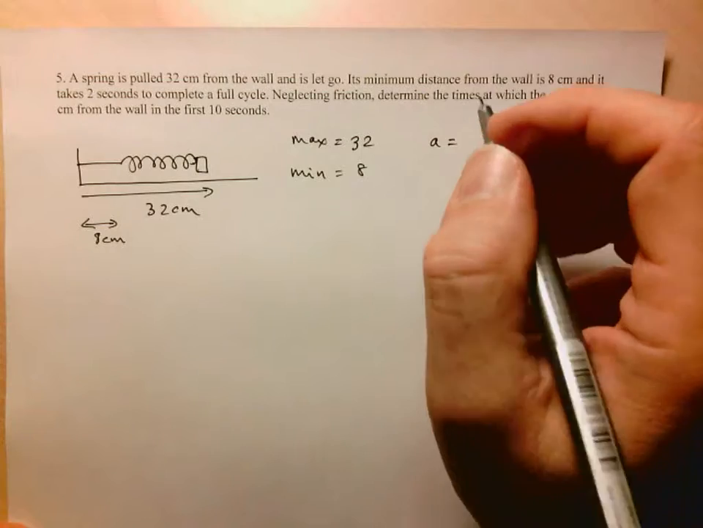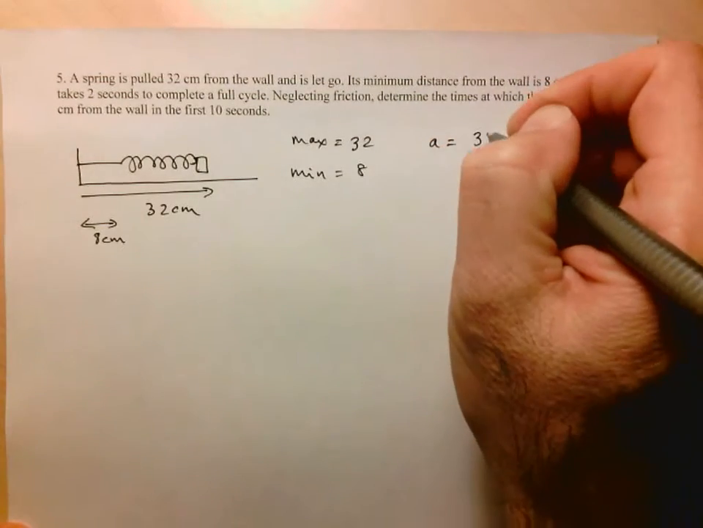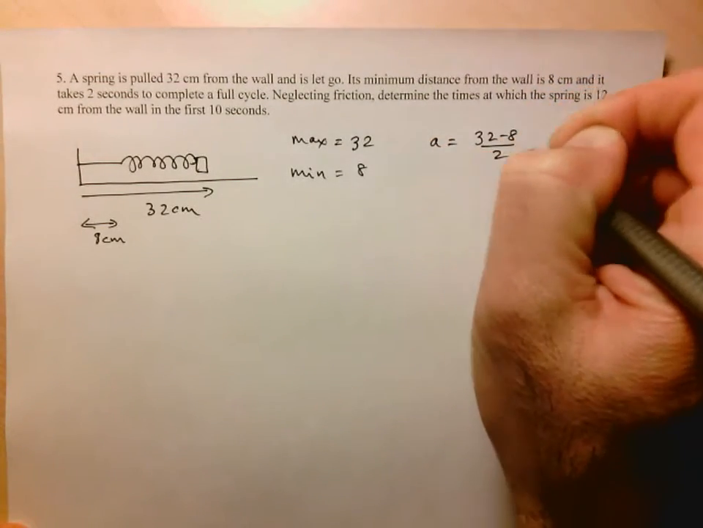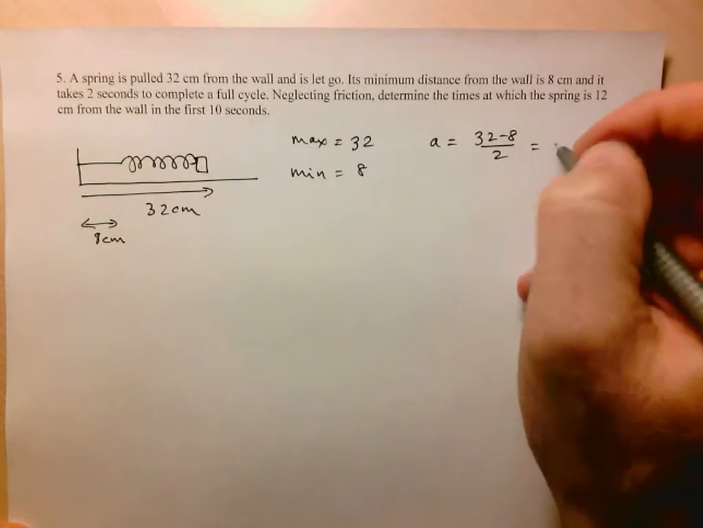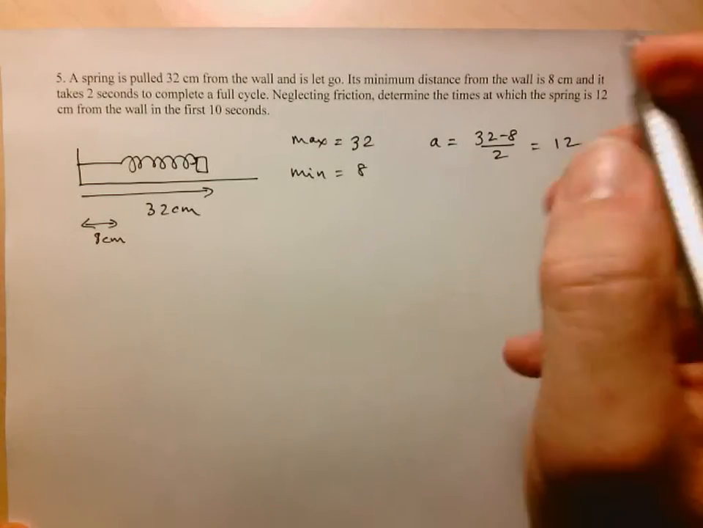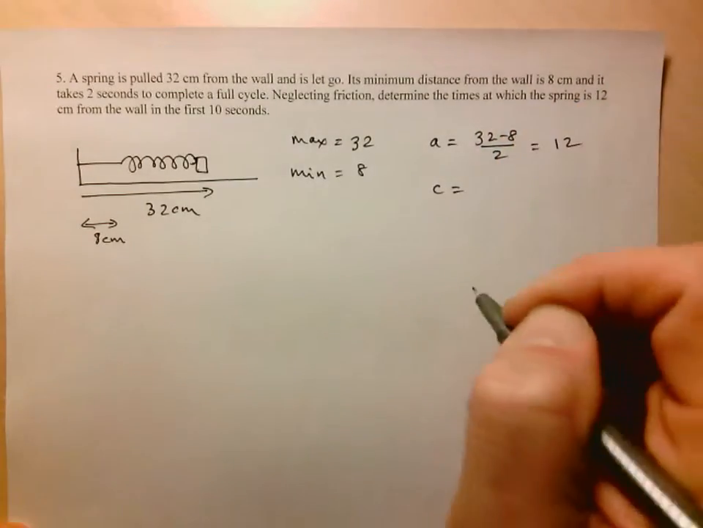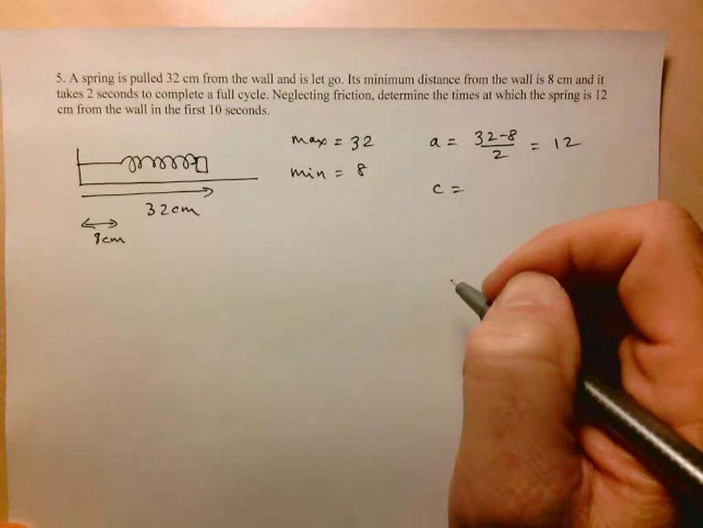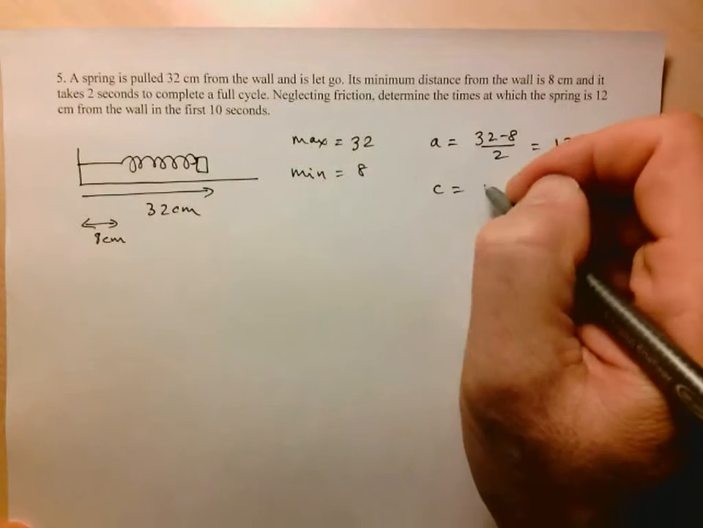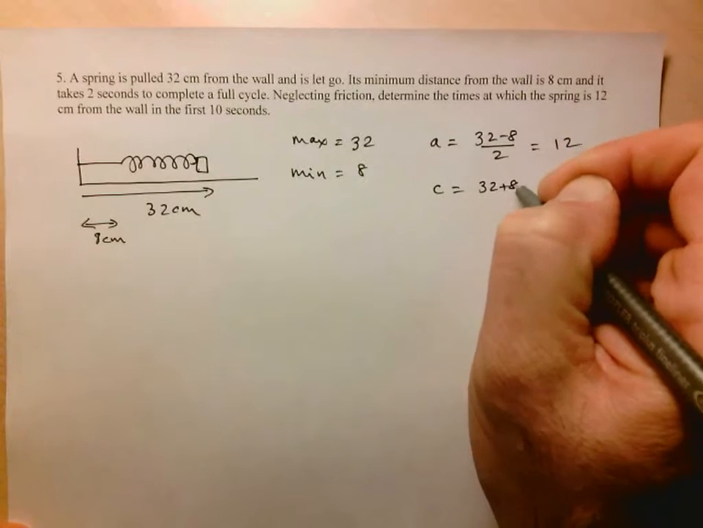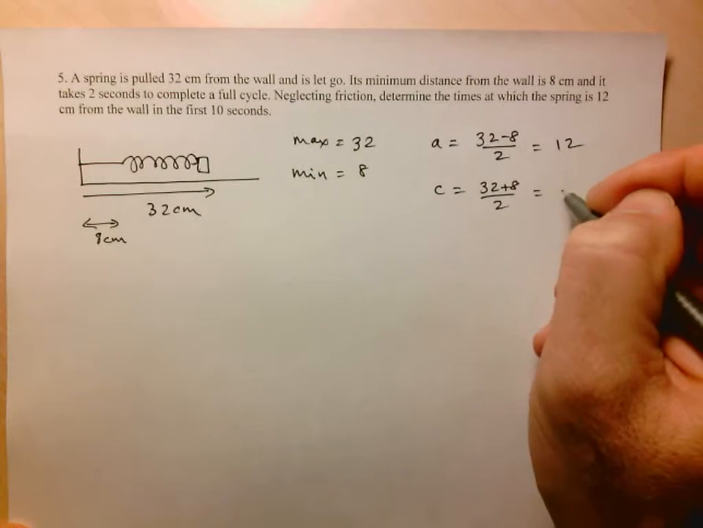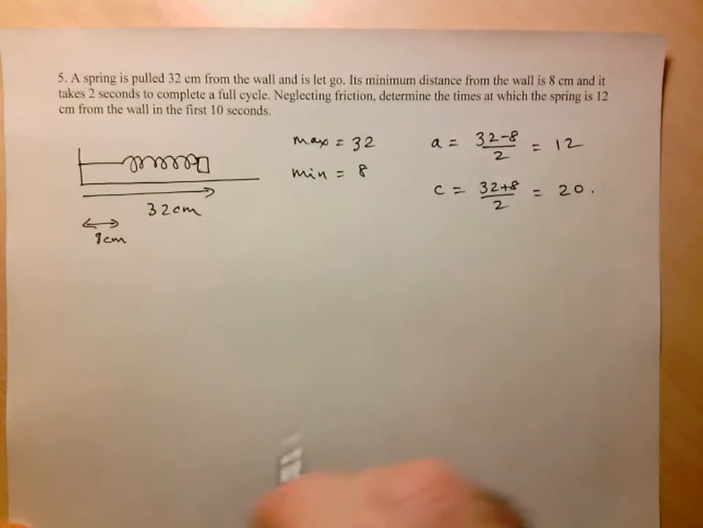From here we can determine our A and C values for our model. The amplitude is half the distance, so 32 minus 8 divided by 2, which is 24 divided by 2, so that's going to be 12. Our C value, the equation of our axis, is given by the average of these two numbers, so 32 plus 8 divided by 2, which is 40 divided by 2, 20.